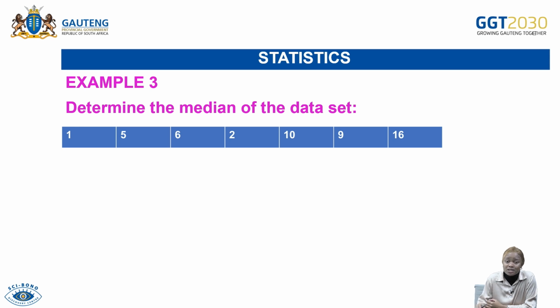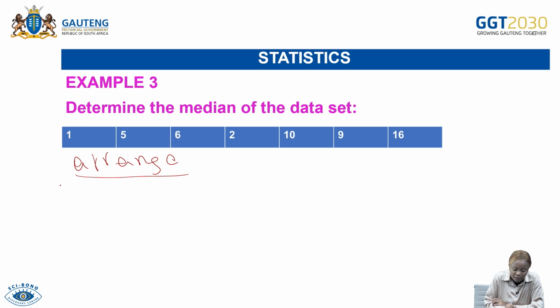Okay, so let's look at example number 3. Example number 3 says determine the median of the data set. I am given 1, 5, 6, 2, 10, 9, 16. If you look nicely at your data set, you'll realize that it is not arranged in an increasing or ascending order. So you need to make sure that you first arrange your data set.